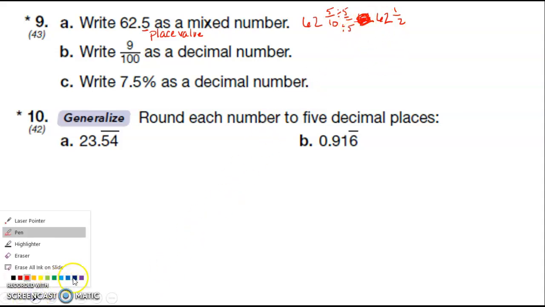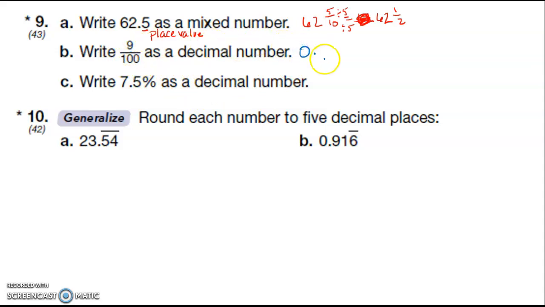Let's see. Write 9/100 as a decimal number. Again, if you listen to how I said it, 9/100. So if I have tenths, hundredths, that means the 9 is going to go here, and my number is 0.09. You can also divide this. If you divide 9 by 100, you will get 0.09.